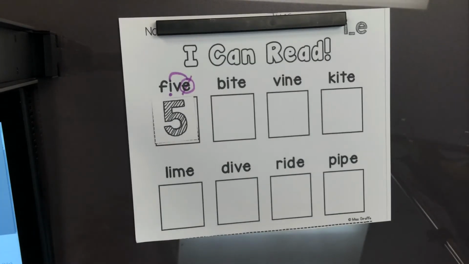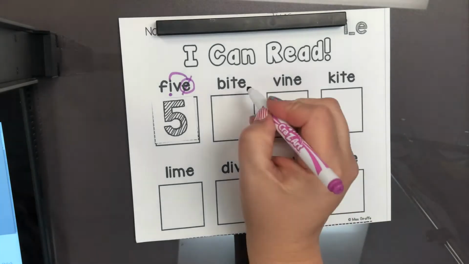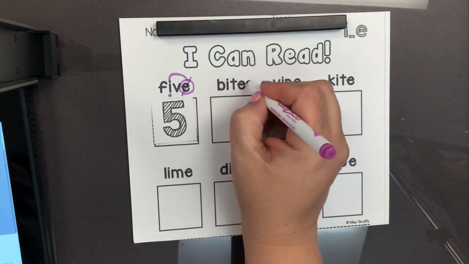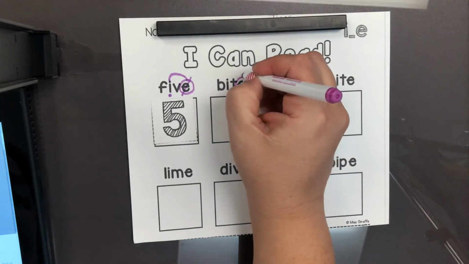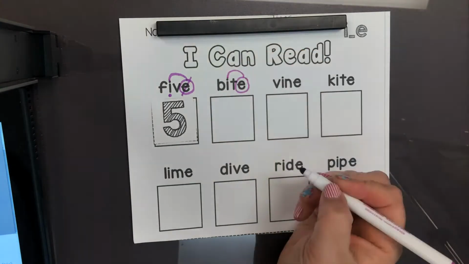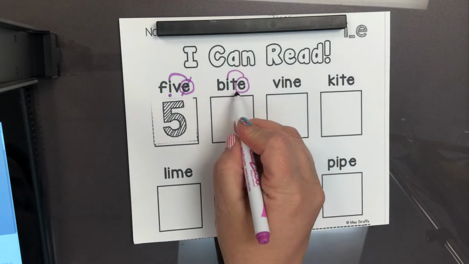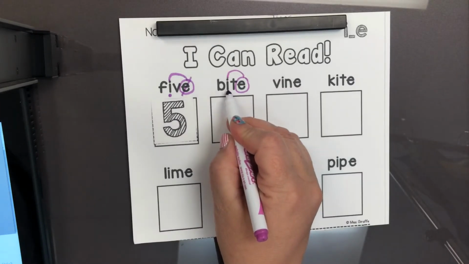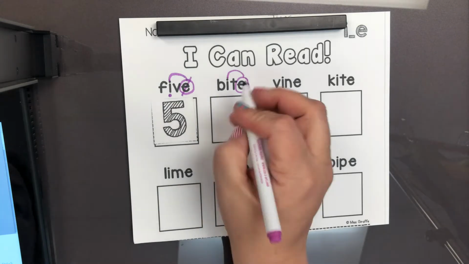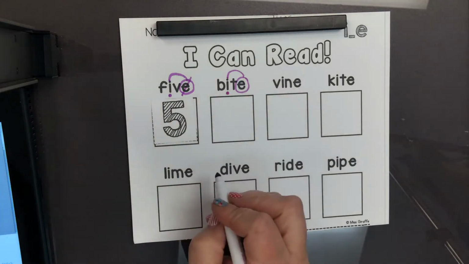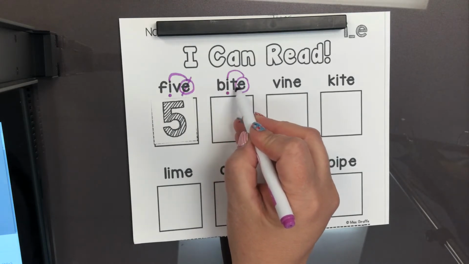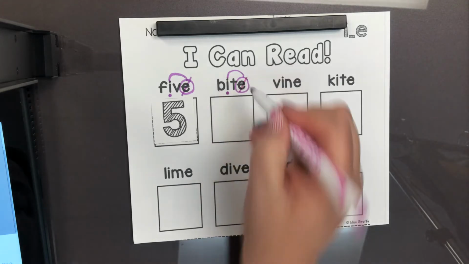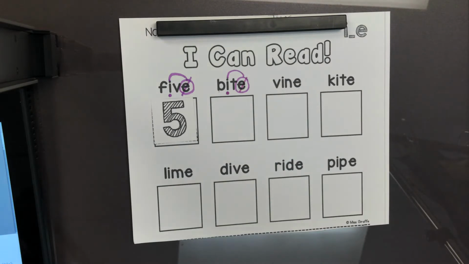Let's read another one. This word ends in an E. In order to be a magic E, it must jump over the consonant and land on the vowel. It does jump over consonant T and lands on vowel I. That will make the I say its name. Let's sound out the word. B-I-T. Bite. Remember, magic E does not make a sound.